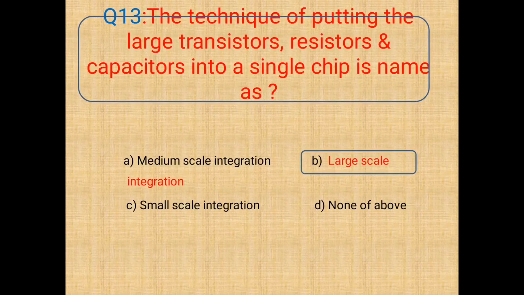Question number 13. The technique of putting the large transistor, resistor and capacitor into a single chip is known as. That is, the technique in which large transistors, resistors and capacitors are placed in a single chip, what is it called? A medium scale integration, B lower scale integration, C small scale integration, and D none of the above. So large transistor, resistor and capacitor. So in this case the correct option is lower scale integration, option B.